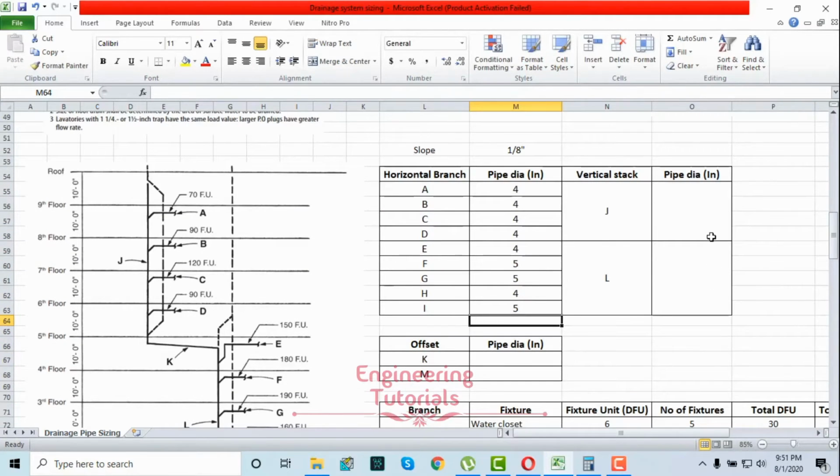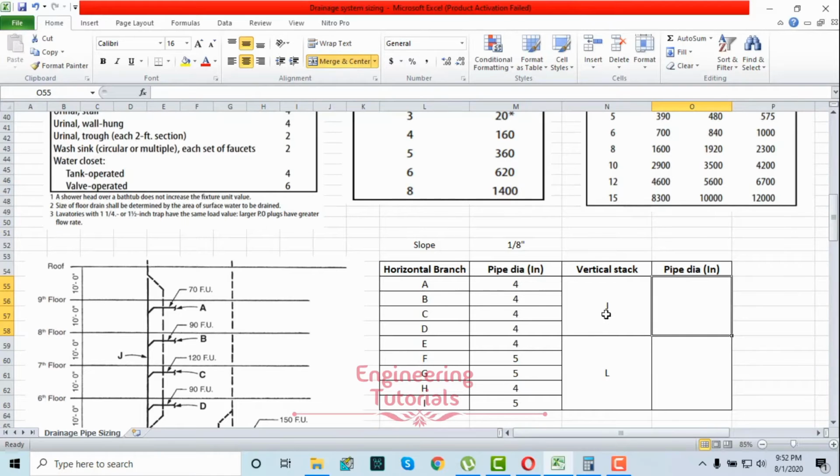Now we have to calculate the vertical stack pipe. As you can see over here, this is represented by J. When you are calculating the vertical stack pipe size, you need to sum up all these branches' fixture unit load, that is 70, 90, 120 and 90. That is equal to 370 fixture units. So 370 fixture units load will be on this vertical stack represented by J.